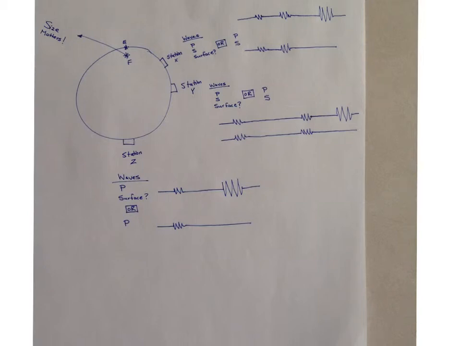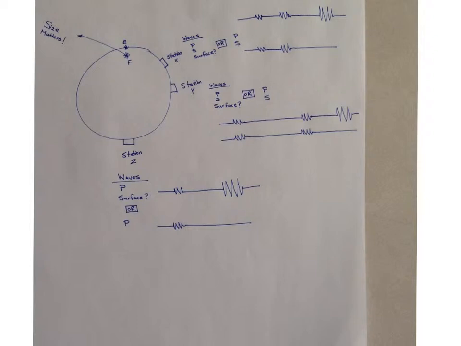So what we have here in this particular video, we have a diagram of Earth, and as you can see, there's an earthquake at F. And F represents the focus of the earthquake, and if you go directly above it, you get the epicenter, which is represented by E. Now what we have is a station at location X, a station at location Y, and a station at location Z.